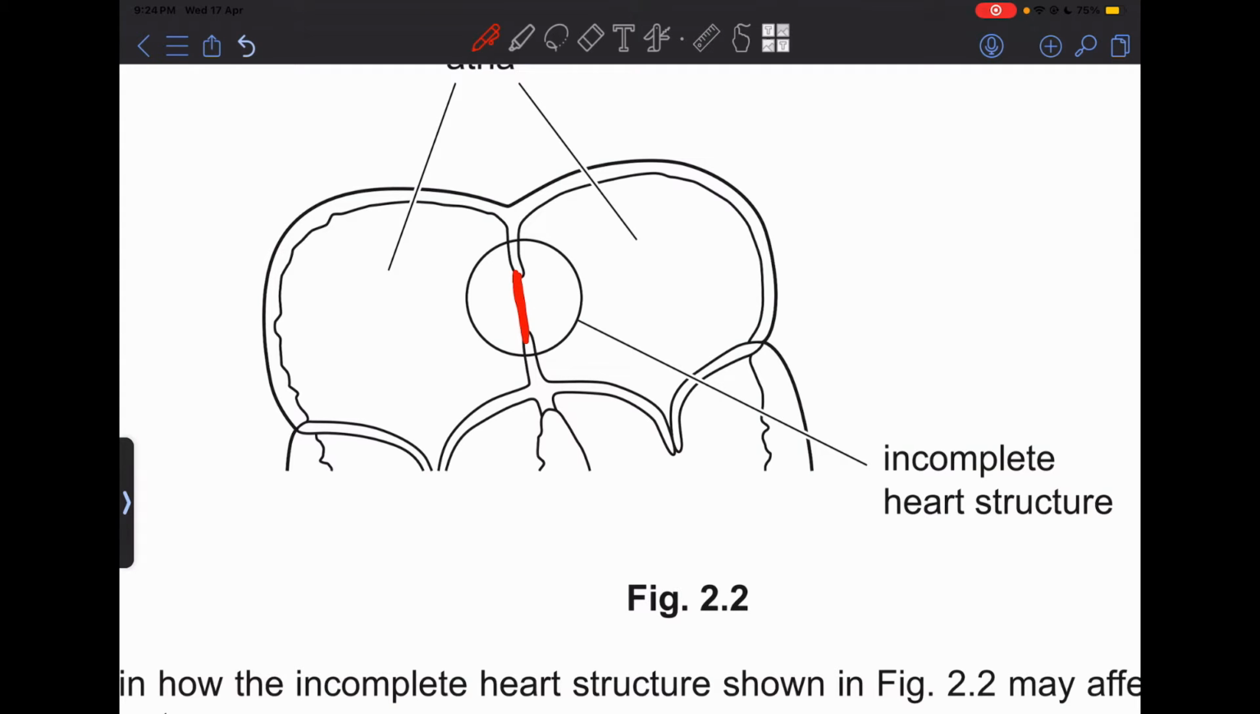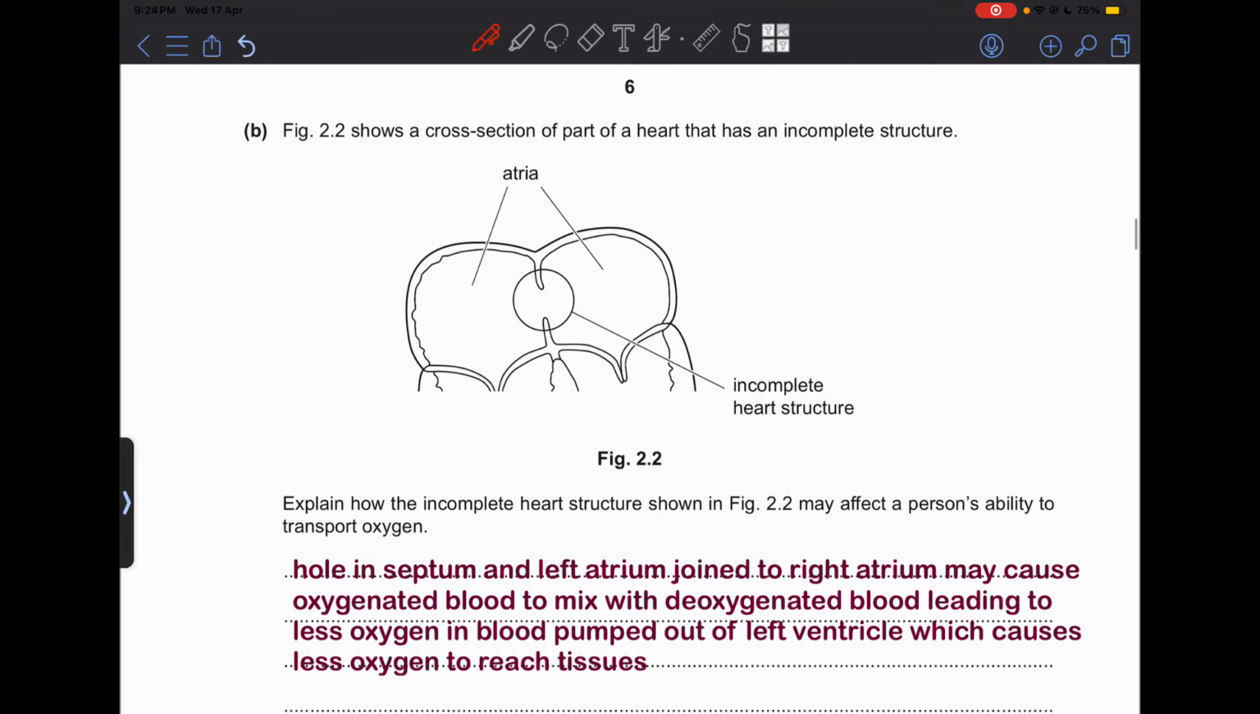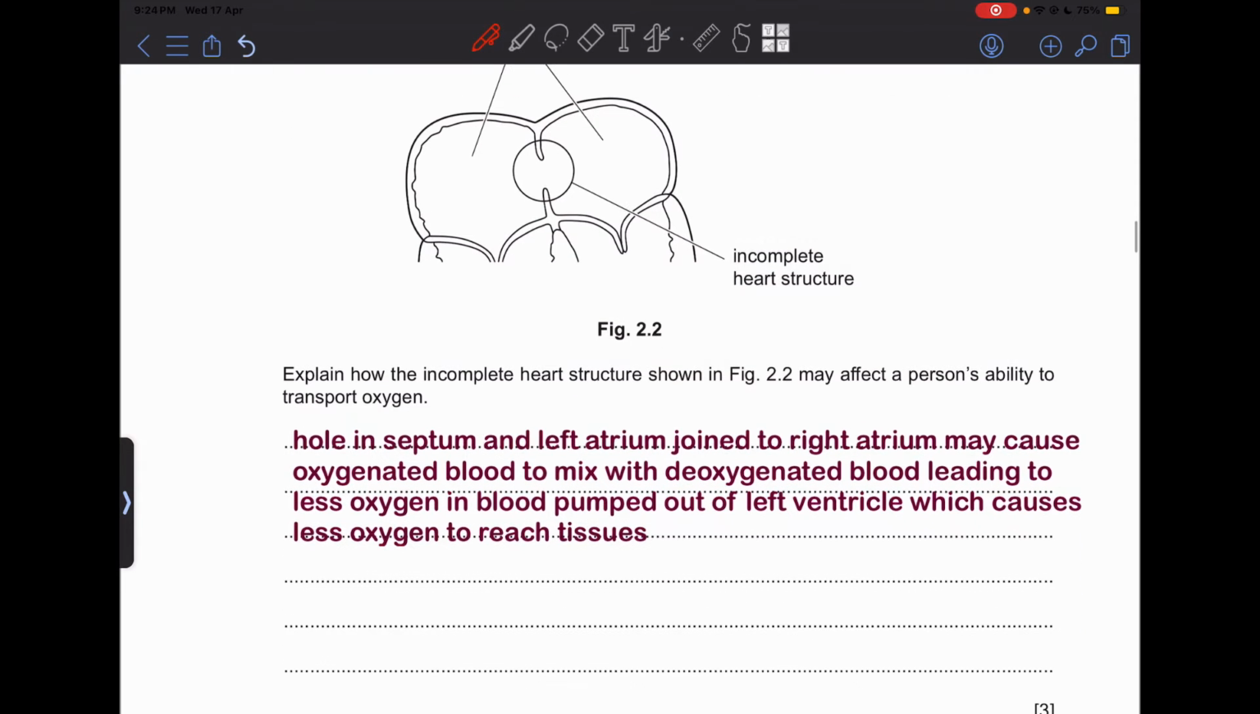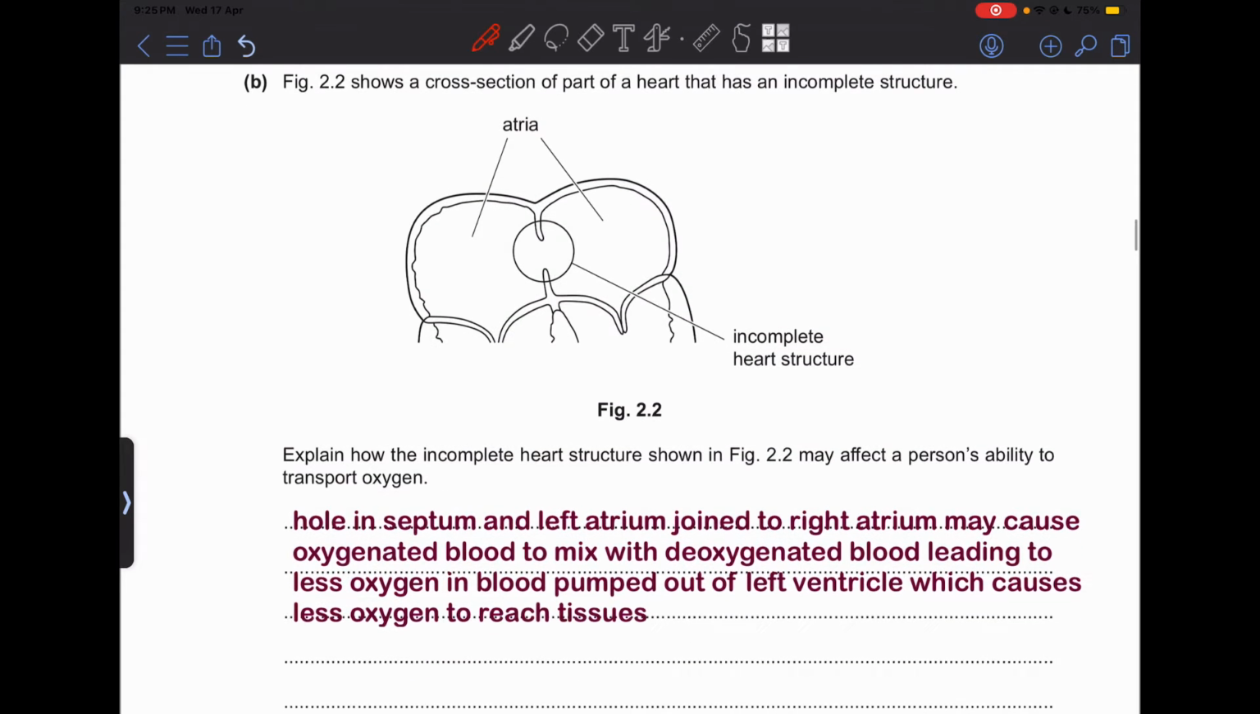If there is a hole over here, then both of them will mix and there will be low oxygen in the heart. So this is low oxygen in the blood. So this is a problem actually, leading to less oxygen in the blood pumped out of the left ventricle, which causes less oxygen to reach the tissues. So this is question 2b.